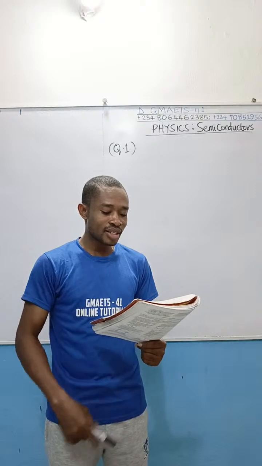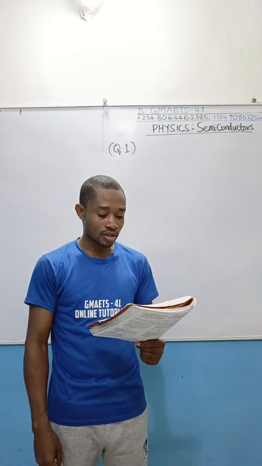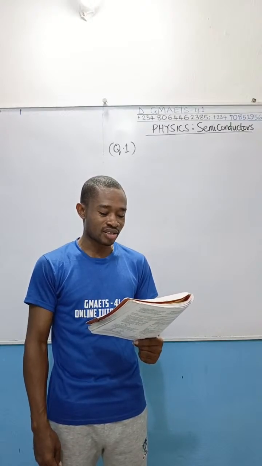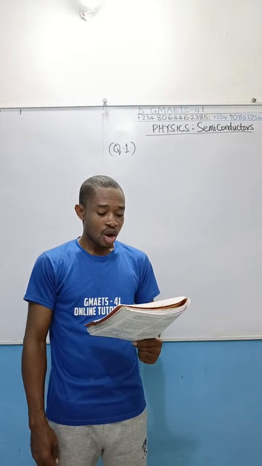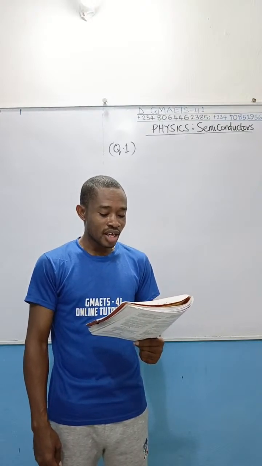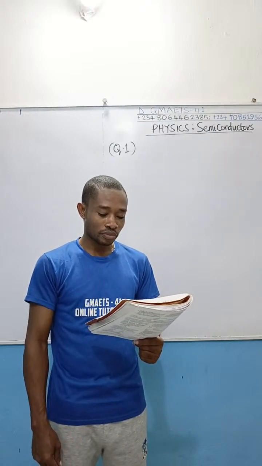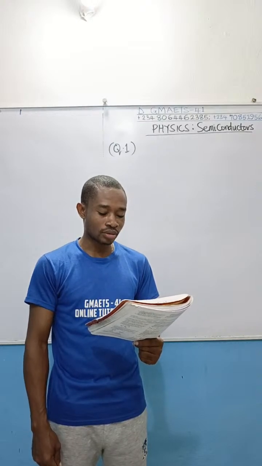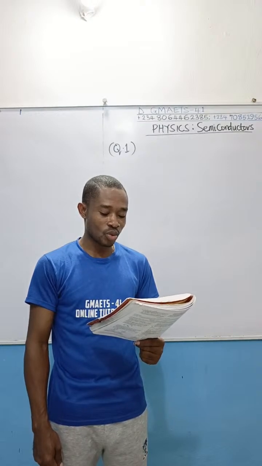B said metals are harder than semiconductors. That's not a major difference. C, metals have forbidden gaps, while semiconductors have not. Now, both of them have forbidden gaps. D, the resistance of metals decreases with temperature, and the reverse is the case for semiconductors. Now, does the resistance of metals decrease with temperature?